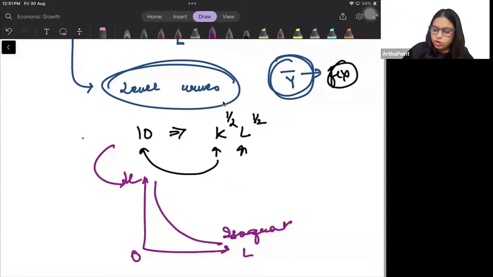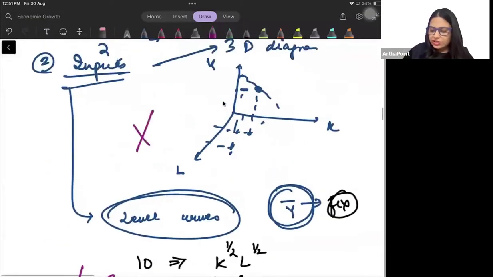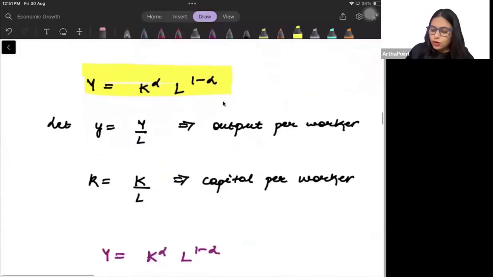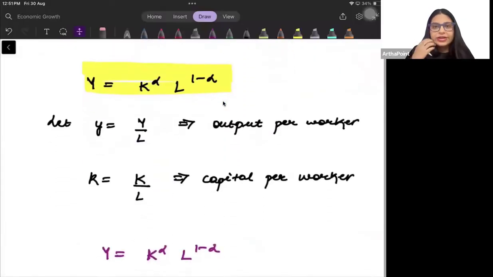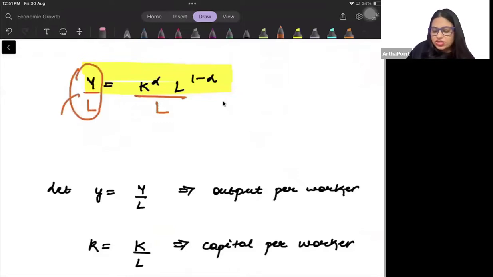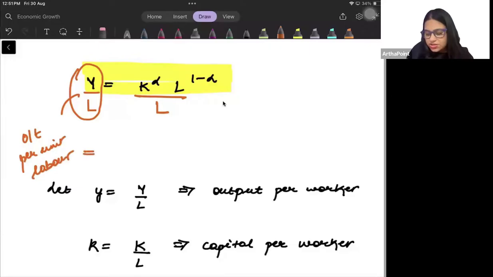Now, Solow did not use any of these methods. He used neither this nor that. He had two inputs. What he did is he converted the equation into per capita terms. Per capita means per unit of labor. So what he did really is he divided throughout by L. Look here. This became Y by L, and he called this output per unit labor, and he called this small y.